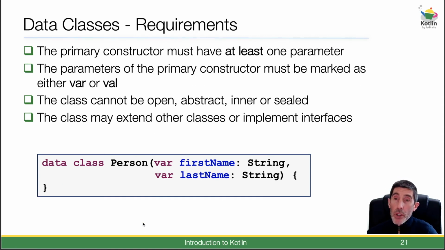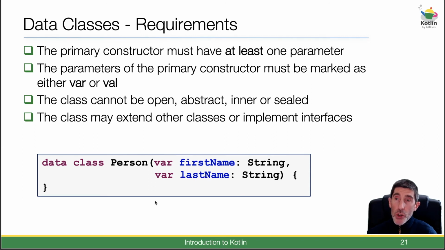To talk a little bit more about the requirements for that. The primary constructor must have at least one parameter, so you can't actually do an empty one. If you think about it, the whole reason behind a data class is to store data, so if you're not actually passing anything in, it's probably not much use in the first place. Second requirement, the parameters of the primary constructor must be marked as either var or val. You have to explicitly say whether it's modifiable or not. The class cannot be open, abstract, inner, or sealed. They're all other types of classes that we can create, and we will look at those in later sections.